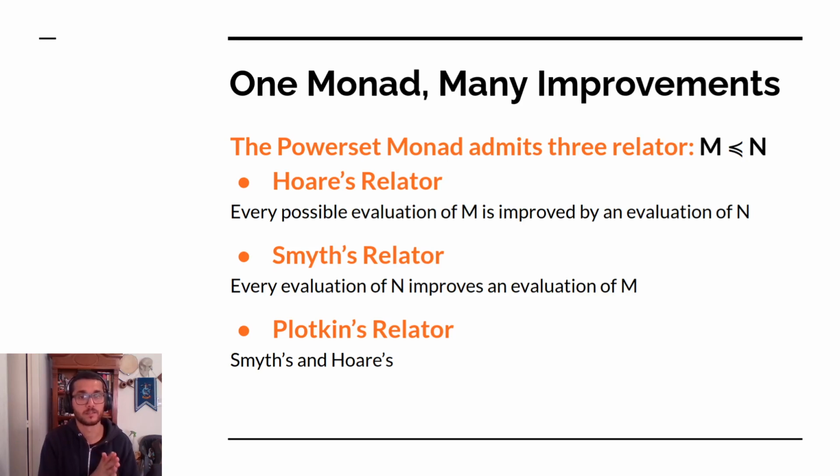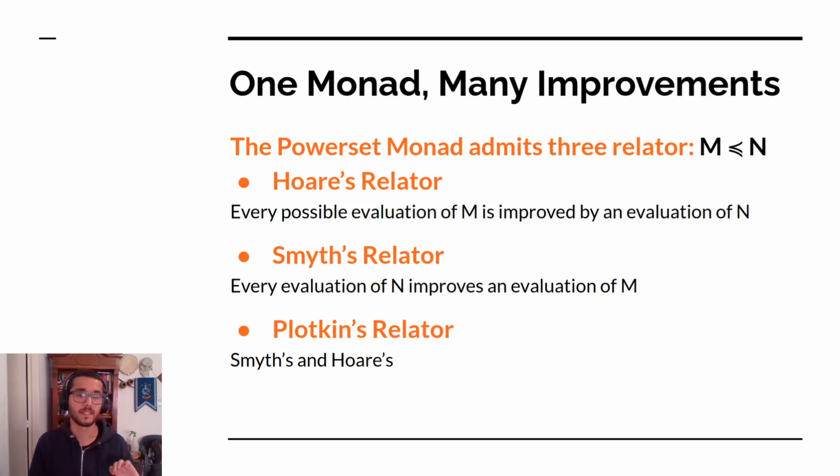So, since there are monads that accept different kinds of relator, we will have different notions of improvement, one for each relator, as is the case of non-determinism, which accepts 3 different relators, and each relator defines a possibly different notion of improvement. Here we present the three relators for the non-determinism monad, for the power set monad.